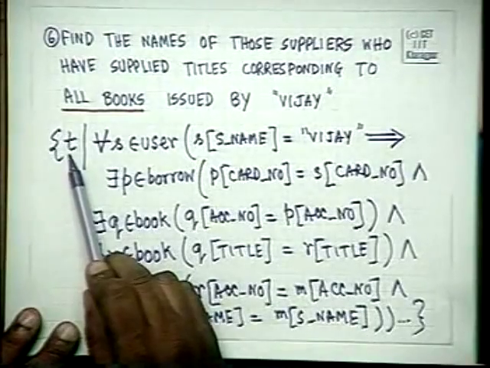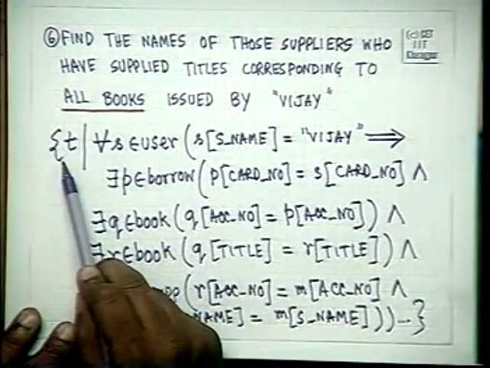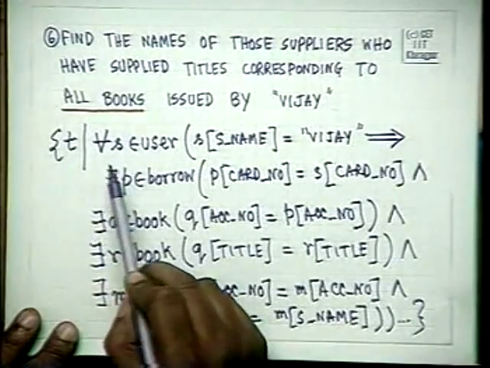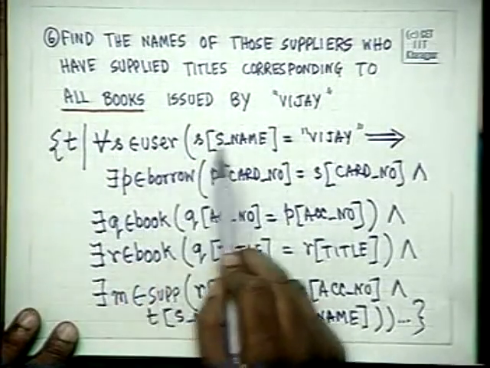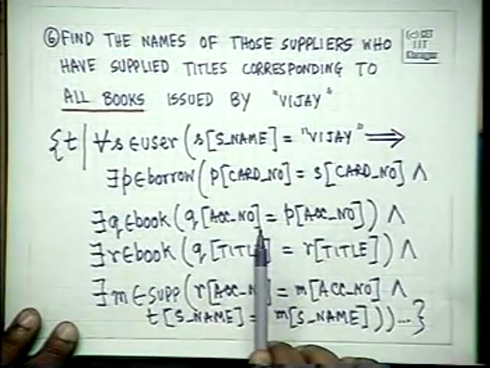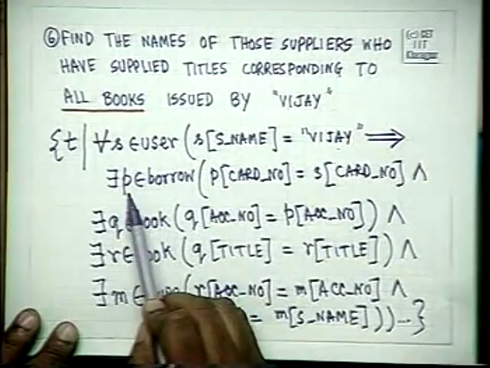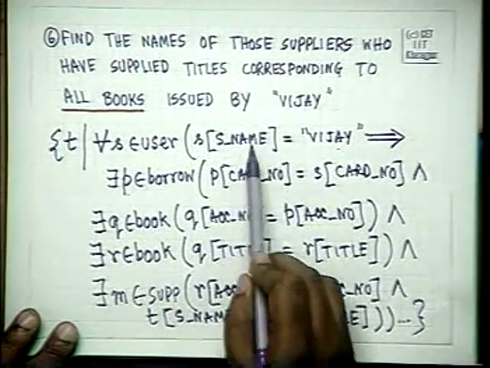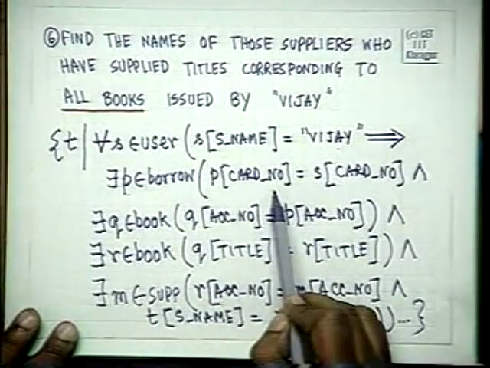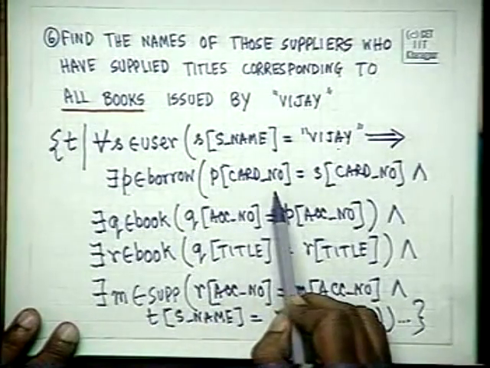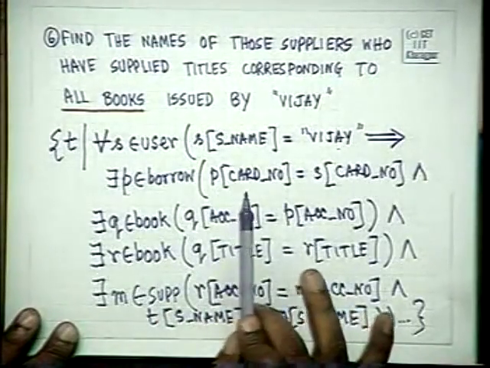I want, in this tuple I will have only supplier name, and for this supplier name what must be true? I must see that for every S element of user, if it is not Vijay, I am least bothered. But if it is Vijay, then the card number of Vijay must match in the borrow relation. That is, Vijay must have issued some book. If Vijay has issued no book, it's trivially true. If Vijay has issued no book, I am not bothered. I don't want any answer to this relation.